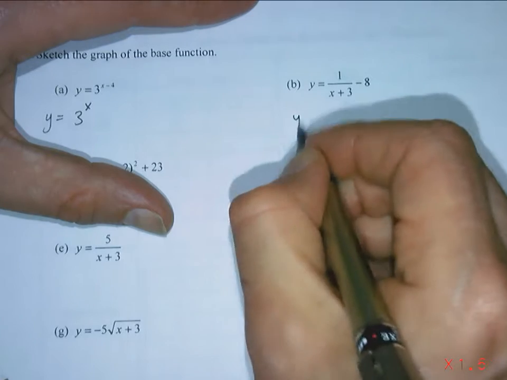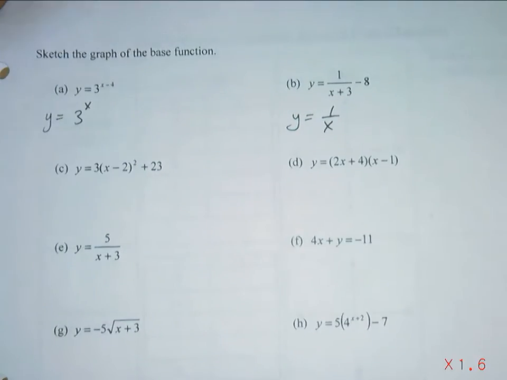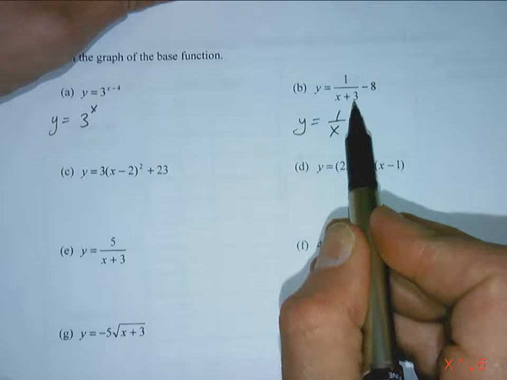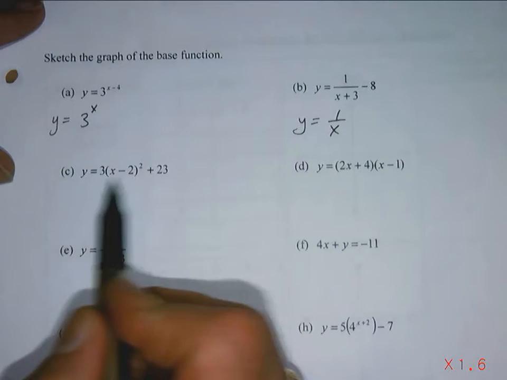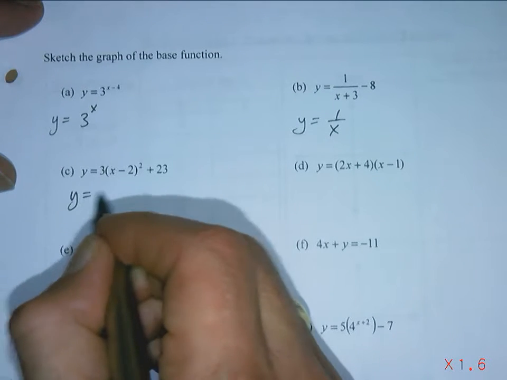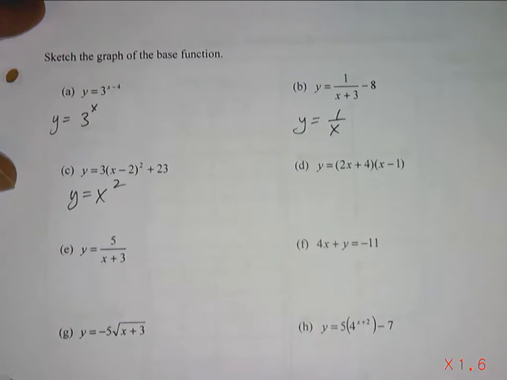So the base function that all of that's being done to is 1 over x. So 1 over x is being moved to the left 3 and down 8. This one here, this is our old friend from grade 10. This is a quadratic, so its base function is y equals x squared.